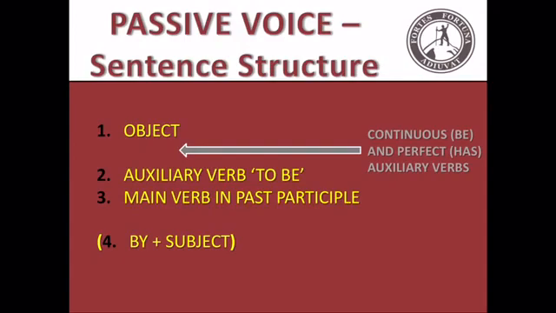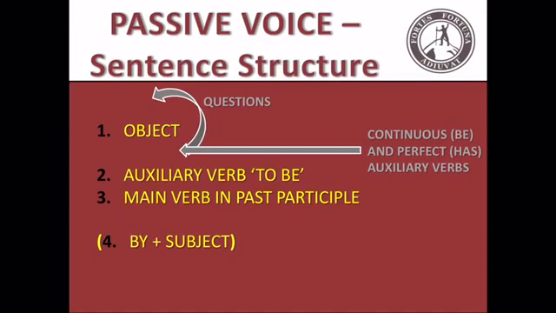When creating passive questions, those auxiliaries would go before the object. In past and present simple sentences, your auxiliary to be would go up in front of the object. In your continuous and perfect sentences, the continuous and perfect auxiliaries would go above the object, and your auxiliary verb to be would stay with the main verb.